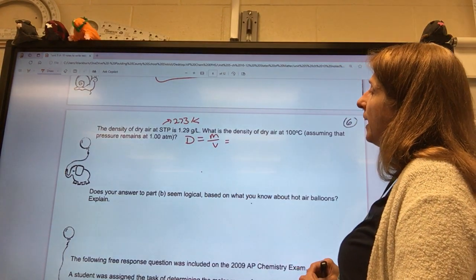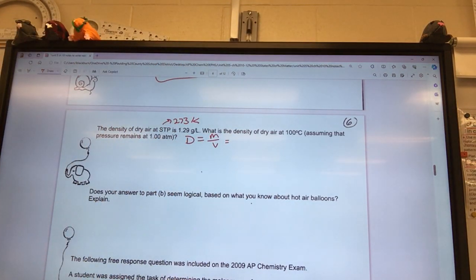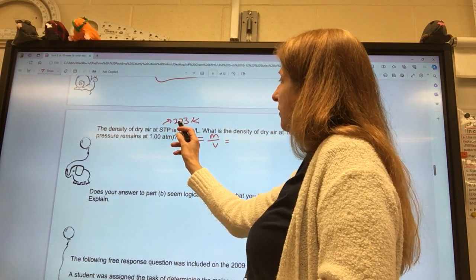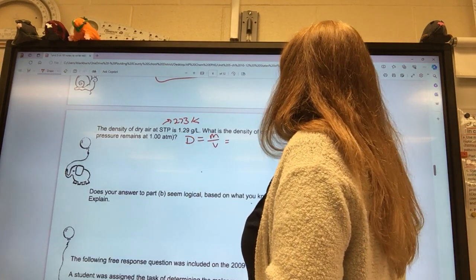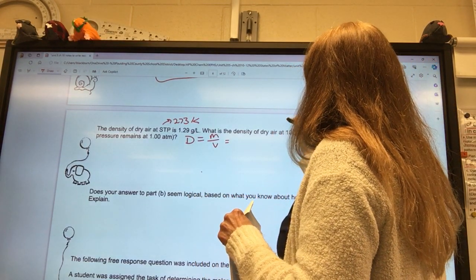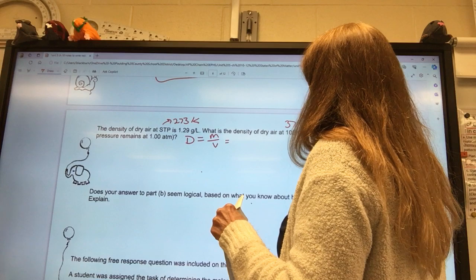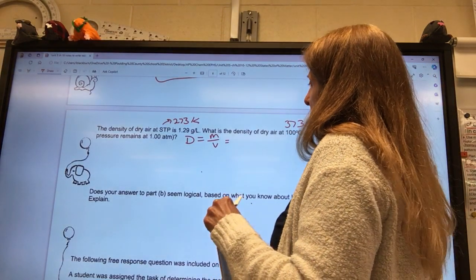The density of dry air at STP. Okay, so do y'all remember STP? It's on our box. It's 0 degrees Celsius and 1 atmosphere. Okay, everybody remember that? Okay, so the density of dry air at STP, so that's 273 Kelvin, is 1.29 grams per liter. What is the density of dry air at 100 degrees Celsius, which is 373 Kelvin, assuming that pressure remains constant at 1 atmosphere?